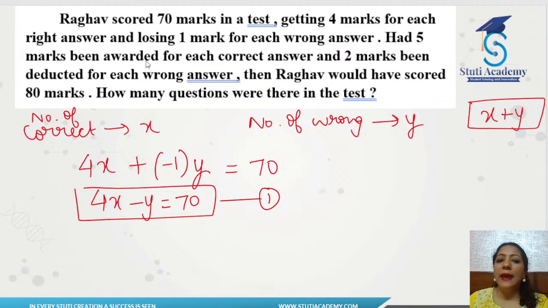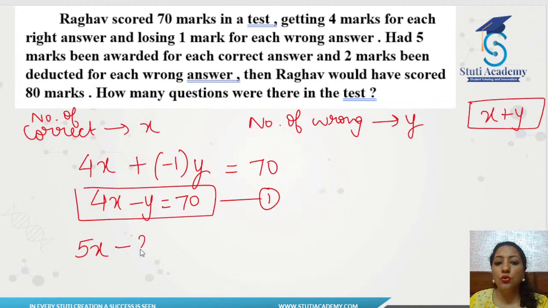In the same way, had 5 marks been awarded for each correct answer. So if Raghav attempts x number of questions correctly, he is going to get 5 marks for each correct answer. So in all, he will be getting 5x marks from all the correct answers. And 2 marks being deducted for each wrong answer.